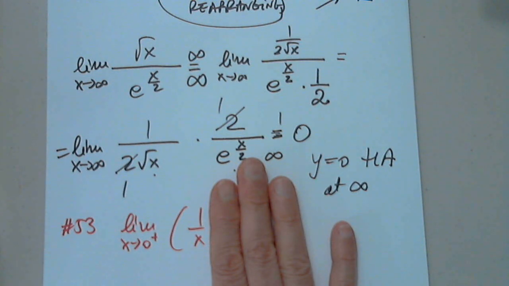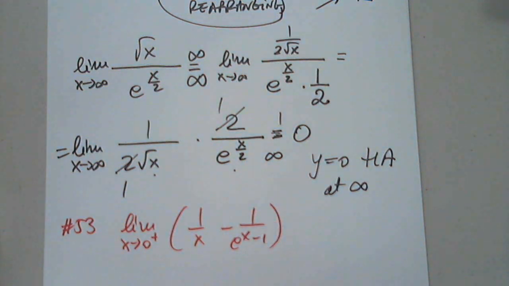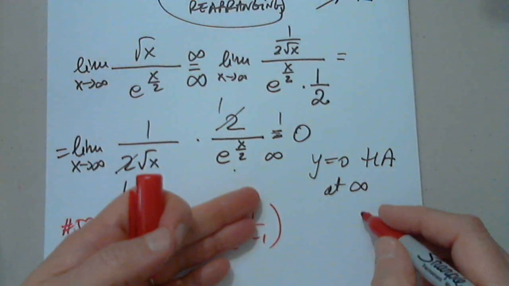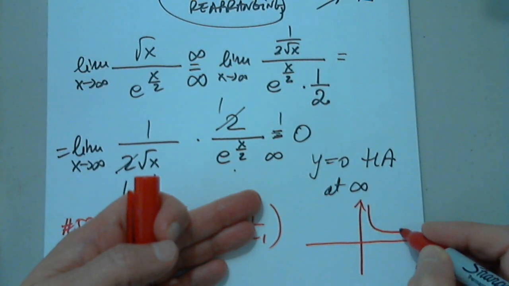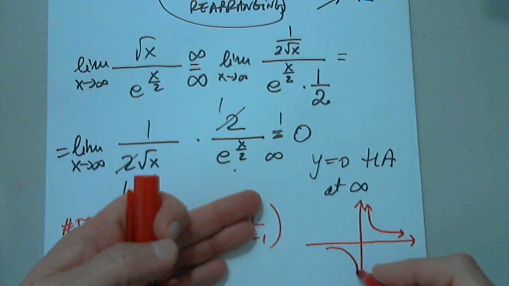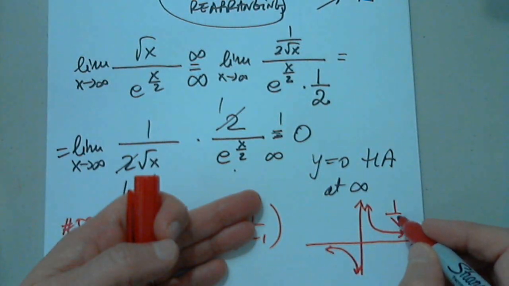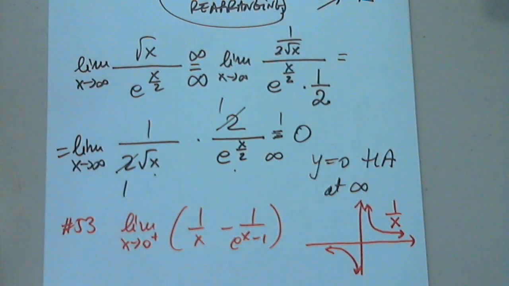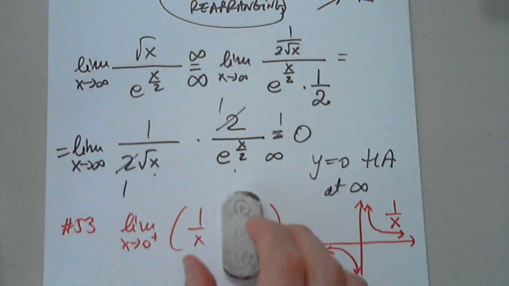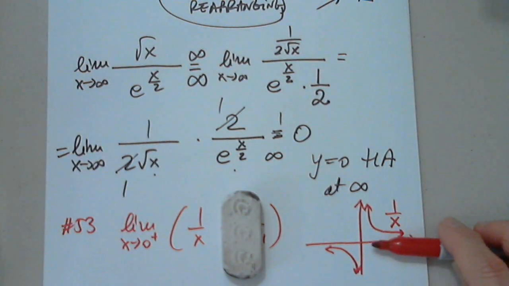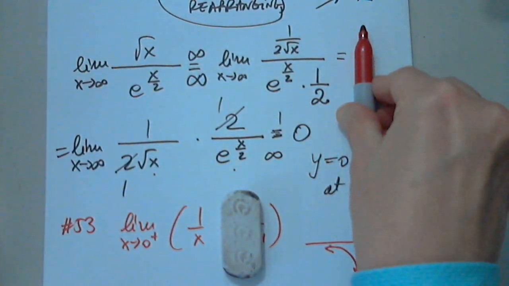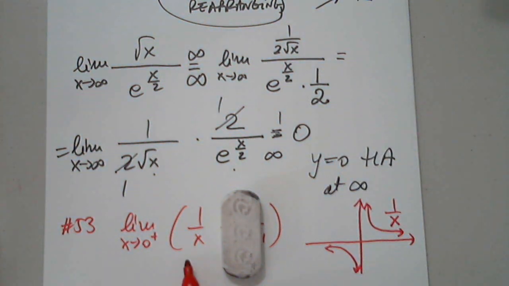Anyone? Here. Okay, if you remember the graph, you will never have a problem with this. Here's the graph of 1 over x. Infinity. Yes, it's right here. As x approaches 0 from the right, the function values go to infinity.